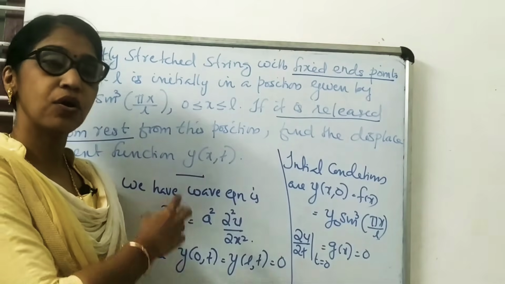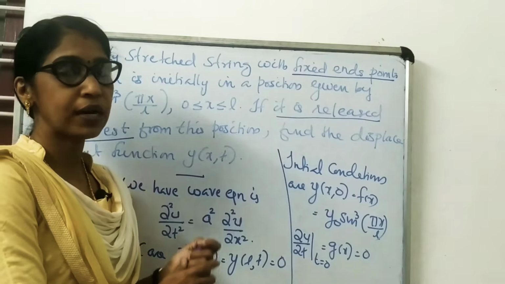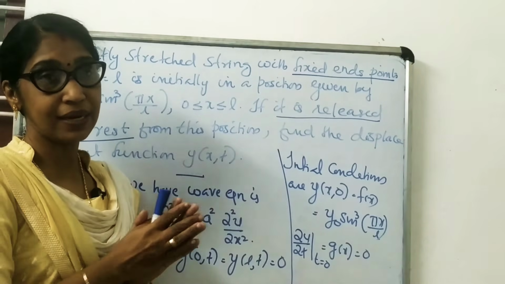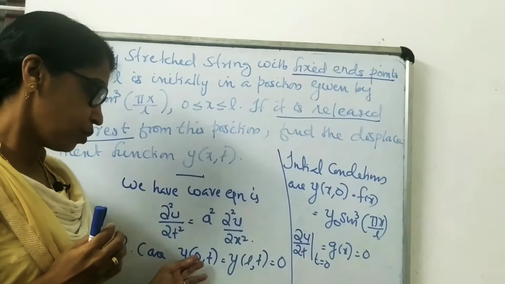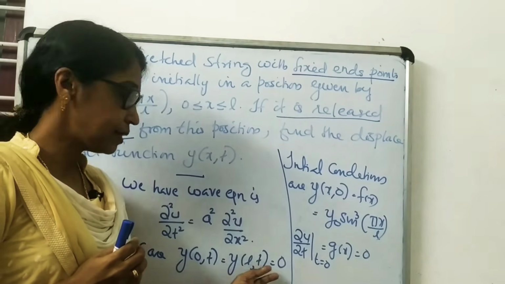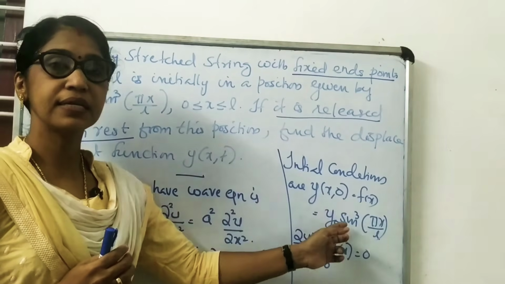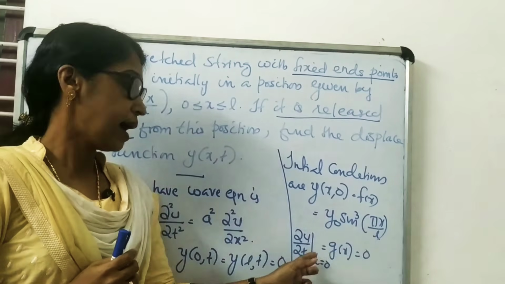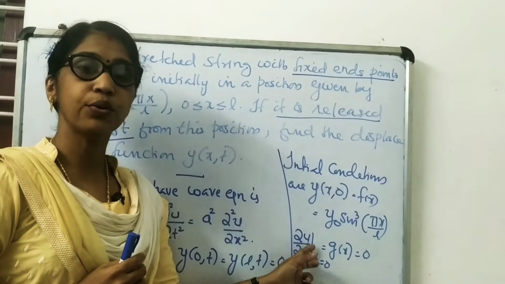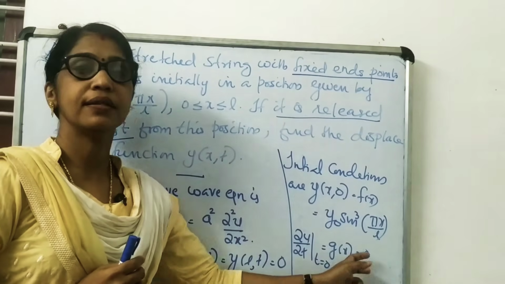So we write all the four conditions. We have to find out the four conditions from the question, which are hidden in the question. So we write y of 0,t equal to y of L,t is equal to 0, which are the boundary conditions, and the initial conditions are f of x is equal to y0 sine cube pi x by L, and initial velocity dou u by dou t at t is equal to 0, which is equal to g of x, and this is equal to 0.